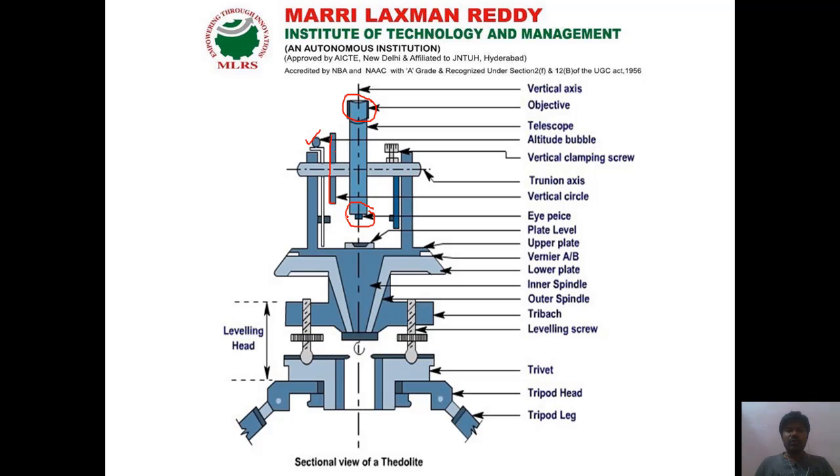Similarly, face right observation. If the vertical circle is on the right side of the observer, then it is called face right observation, and the position of the vertical circle is called face right.